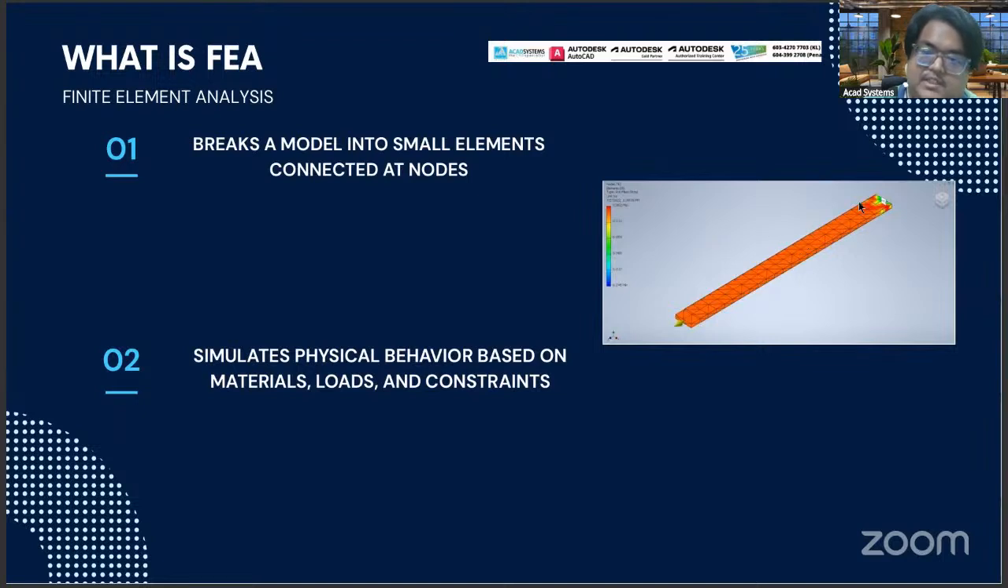So let's say if you have quite a little bit more complex shape, maybe you have circles, you have holes all around here, then it gets difficult to calculate by using formulas. So instead of us trying to calculate it manually on our own, why not we have the computer calculate it for ourselves? So from there, it simulates physical behaviors based on materials, loads, and constraints.